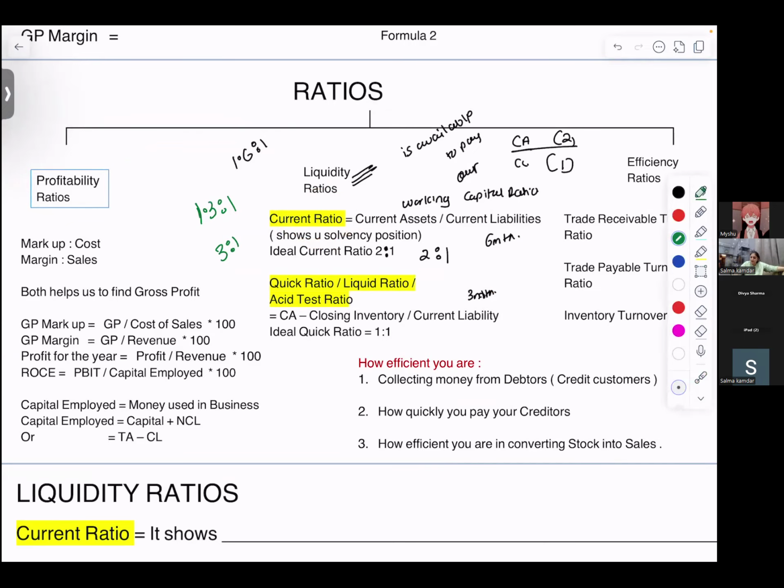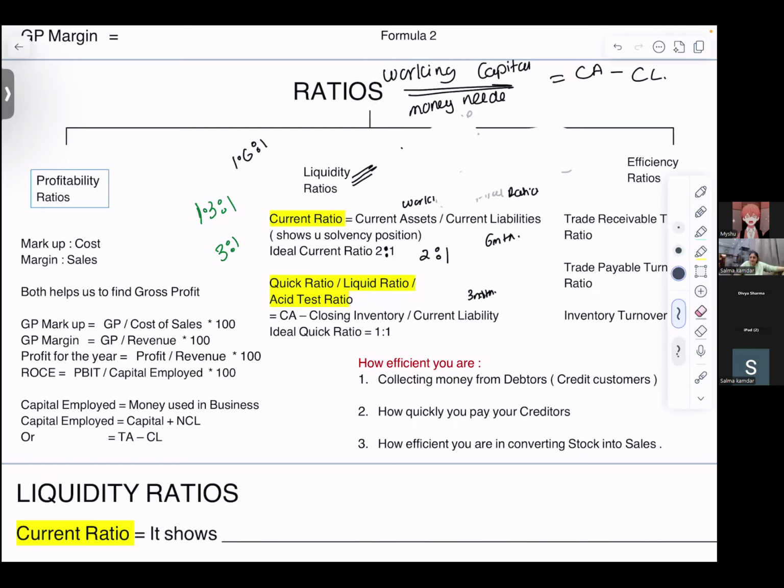What is the formula to calculate working capital? Working capital, that means the money needed for your day-to-day expenses. Current assets minus current liabilities is your working capital. So what is working capital? Money needed for day-to-day expenses. How do you calculate your working capital? Current assets minus current liabilities.